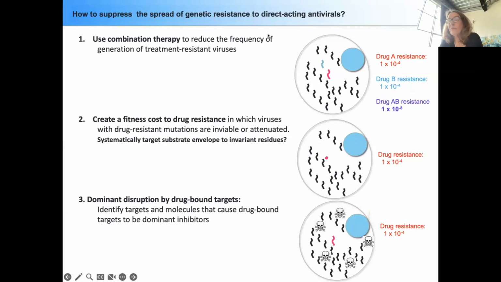Of course, we all think that we could combine our resources to do combination therapies, but some attention to the genetics before targeting might be a good idea, like thinking about fitness costs as we design the substrate envelopes based on the high throughput, high intensity genetics that are now possible. We also like to choose our targets based on the potential for making the drug-bound proteins be dominant inhibitors. That's something we will be exploring, especially in the intramolecular cleaving protease domain.